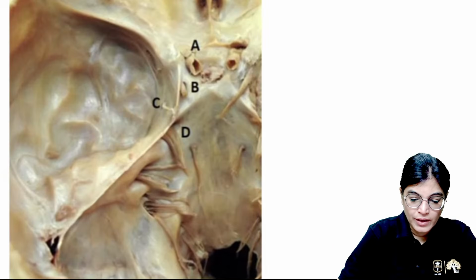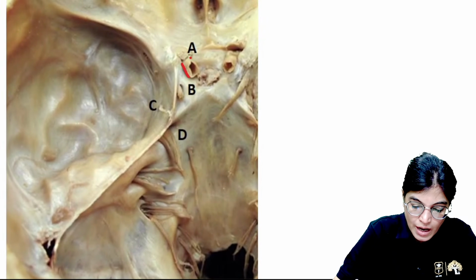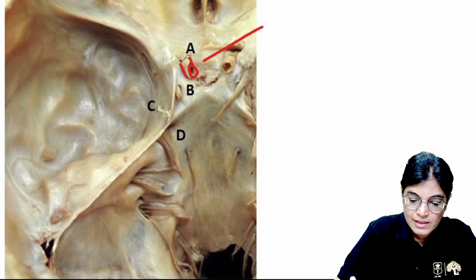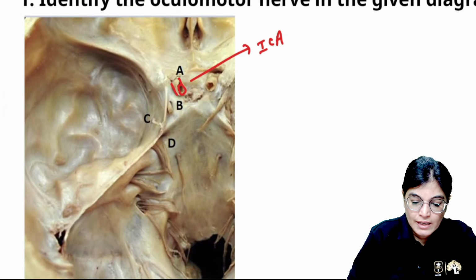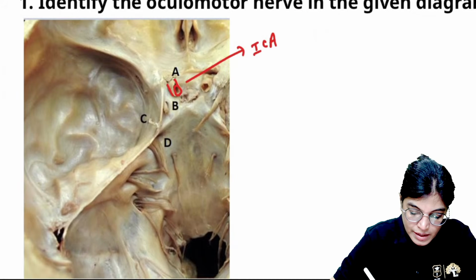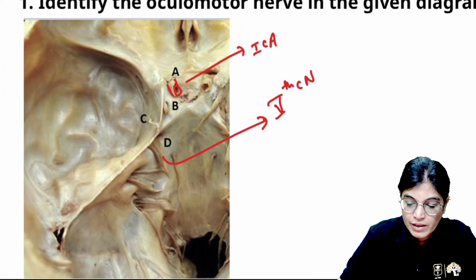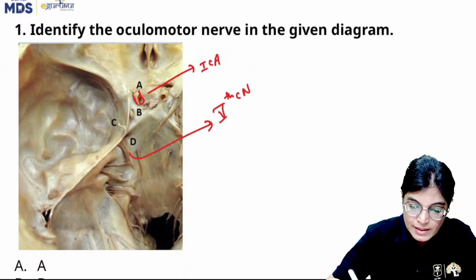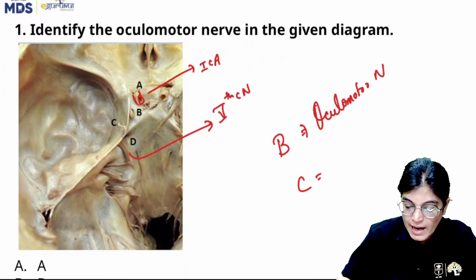I would like to enlarge this, and to an extent, it's very easy to identify A. Why? Because it is the ICA. So A is the internal carotid artery. Then we have this thick nerve which you are seeing, the fifth cranial nerve, the trigeminal nerve. In this diagram, we have B as the oculomotor nerve, and we have C as the trochlear nerve.